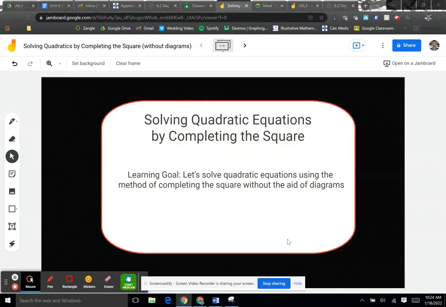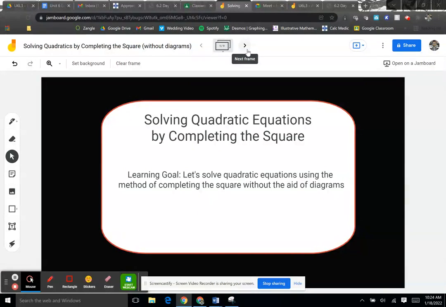Hey everybody, this video is meant to help us out with our next review activity that we're going to do here today. This one is solving quadratic equations by completing the square again, but this time we aren't going to be using diagrams. If you recall from last week, we learned how to use diagrams to complete the square. Then we started solving equations by completing the square, but we were still using those diagrams.